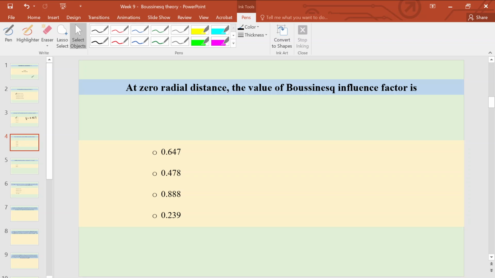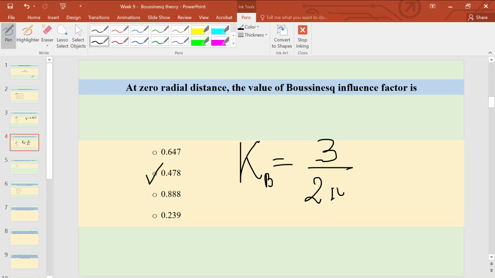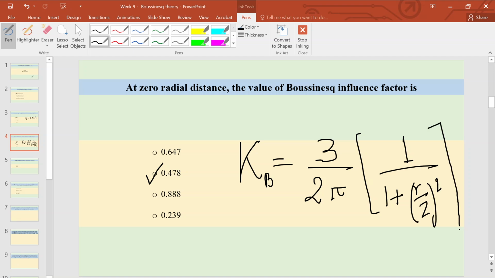Option B, sir. Option B, 0.4775. Yes, that is 0.478. How do you get that? By substituting r equal to 0 in the formula for the Boussinesq influence factor: Kb equals 3 by 2 pi times 1 by 1 plus (r by z) whole squared, to the power of 5 by 2.